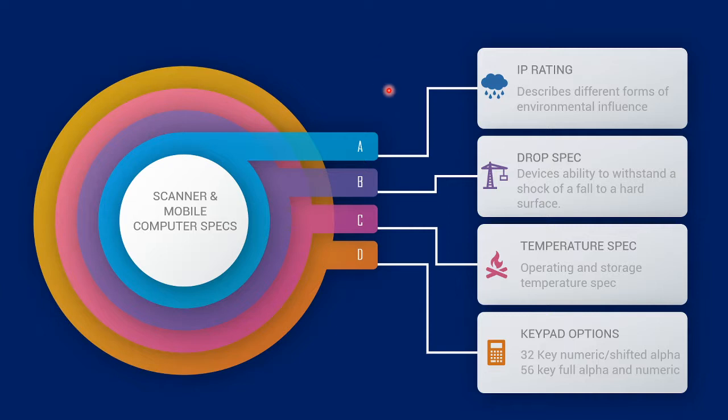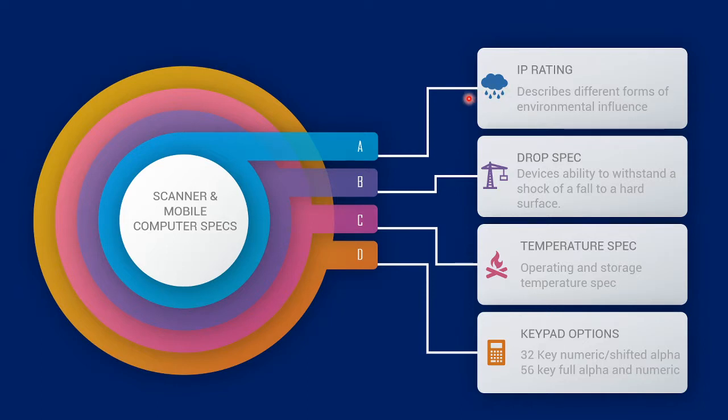Today we will be looking at a couple of terminologies that we often come across when referring to scanners or mobile computer specs. If you look at a typical data sheet, you will often find these four sections that appear, and very few people understand what they actually mean. A lot of the time you'll see something called IP67 or IP64.